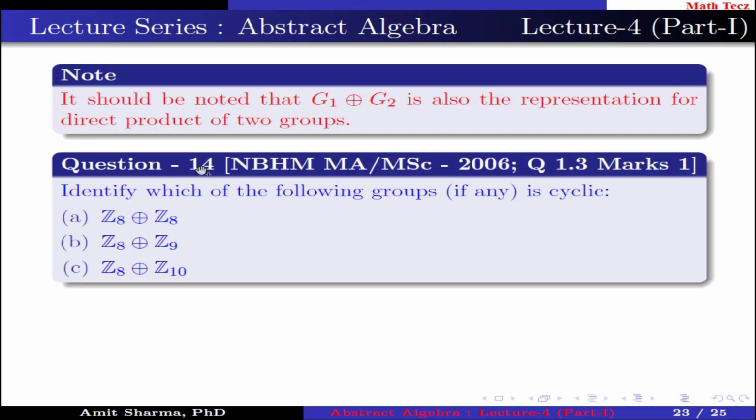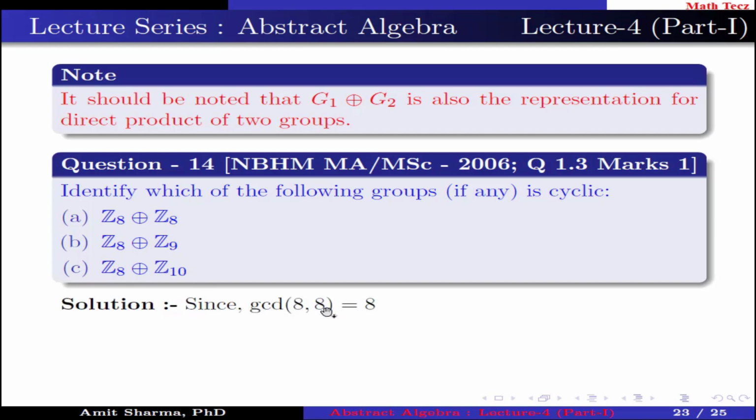Question number 14. This question was asked in the NBHM MA/MSc exam in 2006. Identify which of the following groups, if any, is cyclic. Option A, Z8 cross Z8, or Z8 direct product Z8. Option B, Z8 direct product Z9. Option C, Z8 direct product Z10.